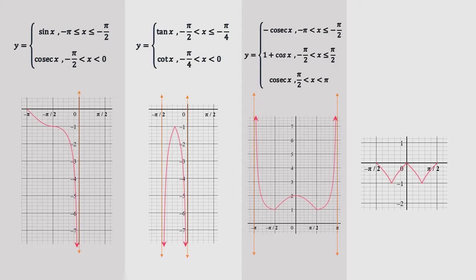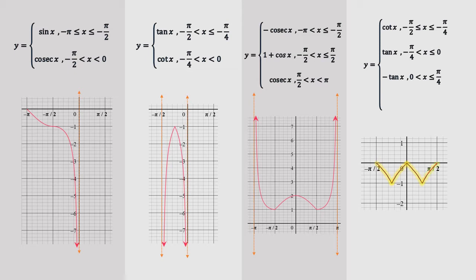As for the fourth graph, the first piece from minus pi by 2 to minus pi by 4 forms a part of the graph of the cotangent function. The second piece from minus pi by 4 to 0 describes a part of the graph of the tangent function. The third piece from 0 to pi by 4 is a reflection of the tangent graph about the x-axis, which implies that the outputs of the piece are negative of the outputs of the tangent function from 0 to pi by 4.